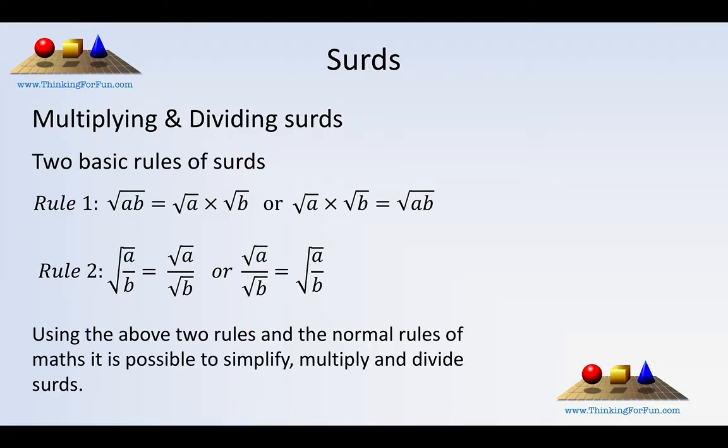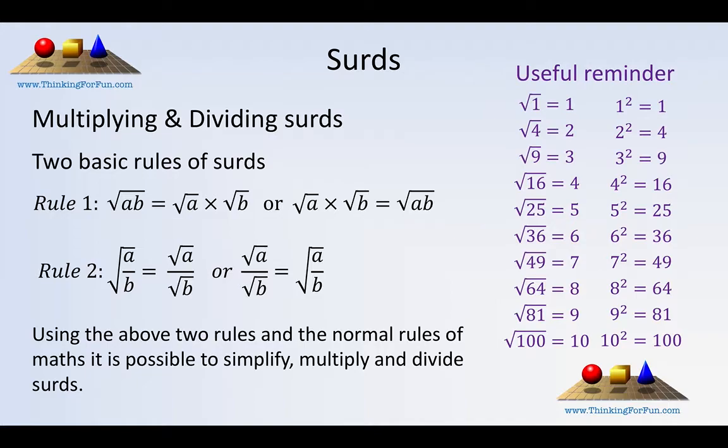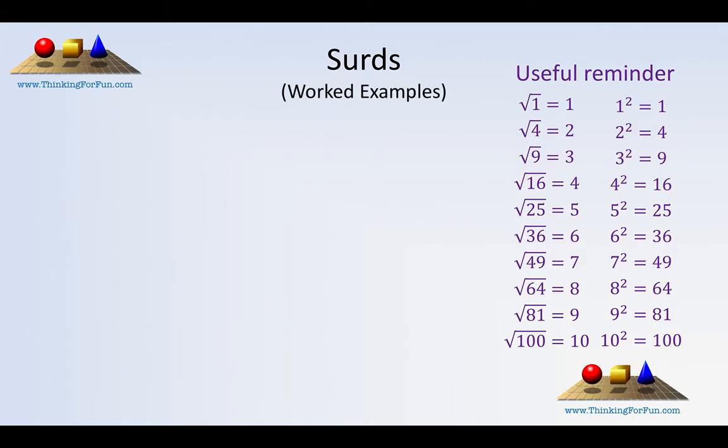Using the above two rules and the normal rules of maths, it is possible to simplify, multiply, and divide surds. However, before trying to solve any commonly set problems involving surds, it is worth considering the squares and square roots of the numbers 1 to 10. These are shown at the right hand side of the screen as a reminder. Now let us have a look at some worked examples.